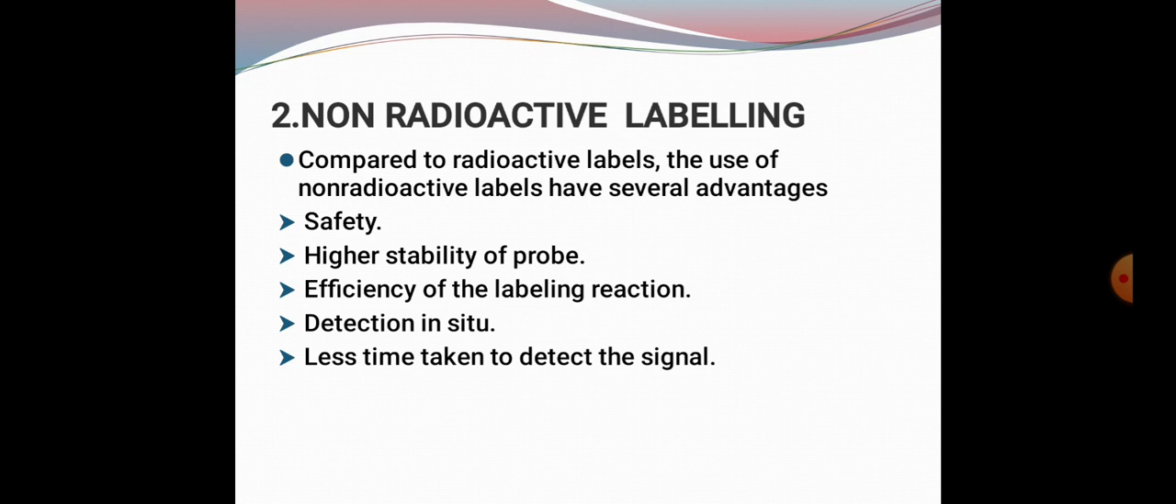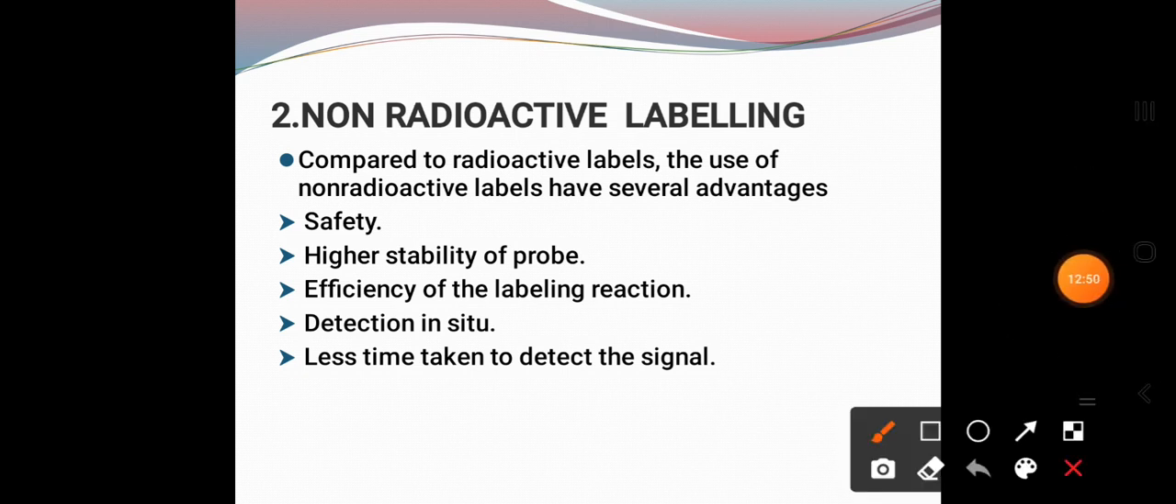Now the other type is non-radioactive labeling. Compared to radioactive labels, the use of non-radioactive labels has several advantages: safety, higher stability of the probe, efficiency of the labeling reaction, detection in situ, and less time taken to detect the signals. These are the reasons why non-radioactive labels are used more than radioactive probes.